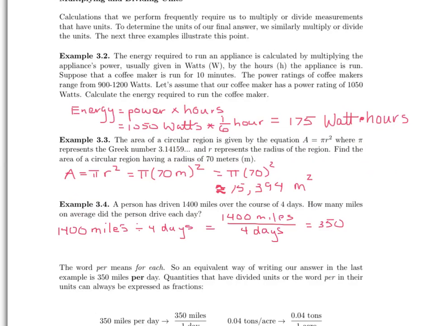Well, how did we arrive at the 350? To arrive at the 350, we ended up taking a certain number of miles and dividing by a certain number of days. The units of our answer will result from dividing the miles by the days. And so our units are miles divided by day. So we would read our answer verbally by saying 350 miles each day.